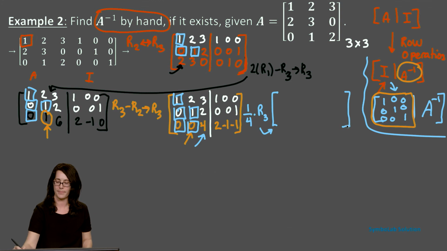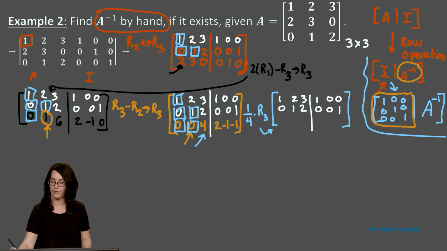Let's see what we get. I'll copy and paste rows 1 and 2. 1, 2, 3, 1, 0, 0. Then for row 2, 0, 1, 2, 0, 0, 1. And let's get our new row 3.